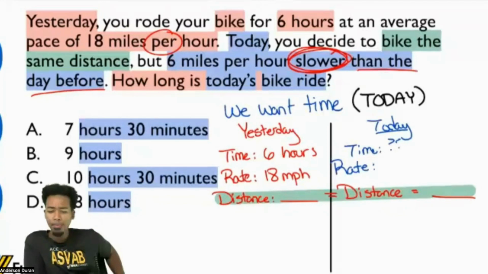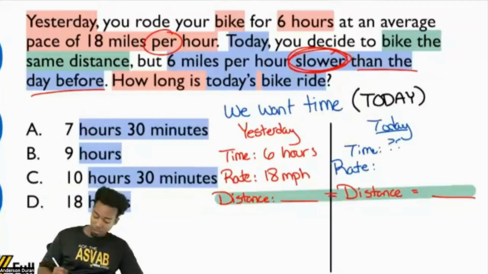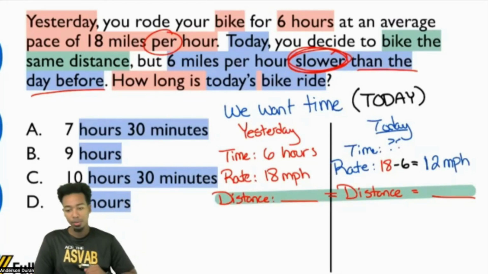Yeah. That's what we need to do. So the way that we get the rate for today is going to be the 18 from yesterday right there. The 18 from yesterday minus 6 equals 12 miles per hour.